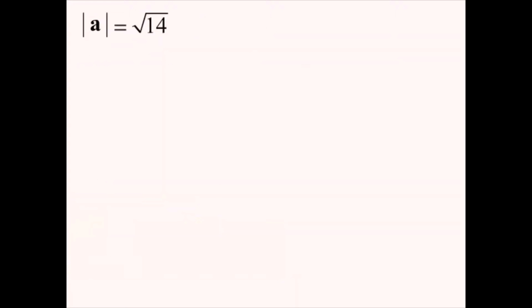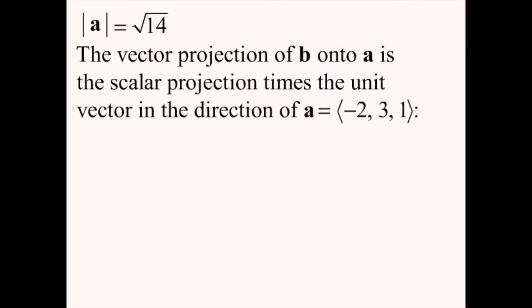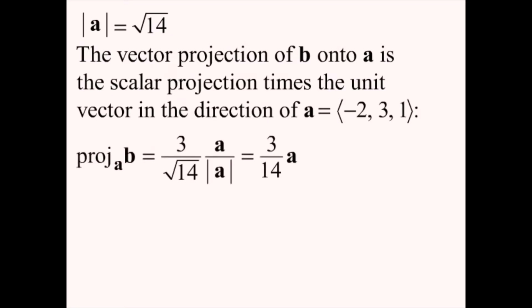Onward, we are going to compute the vector projection of b onto a. And this is going to be the scalar projection times the unit vector in the direction of a. And what we want here is the direction of a, but not its magnitude. That's why we're multiplying times the unit vector. Okay, so we have our scalar projection times our unit vector in the direction of a.